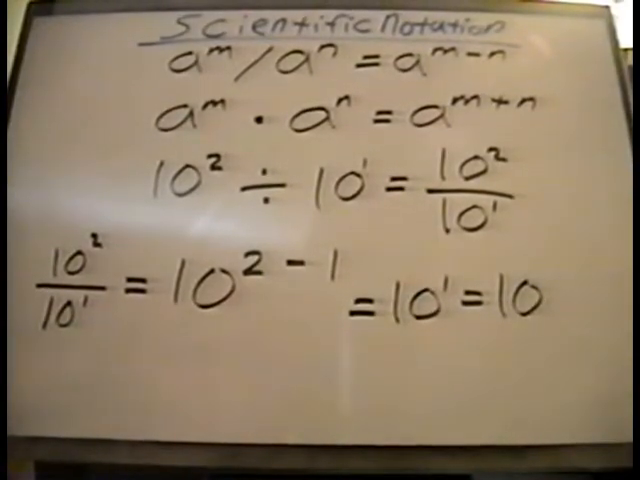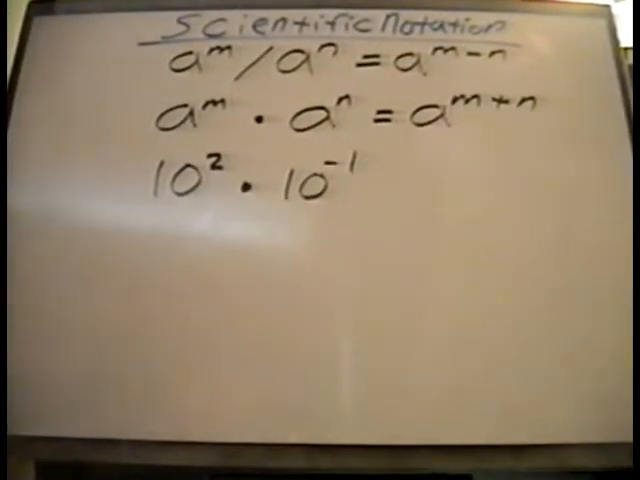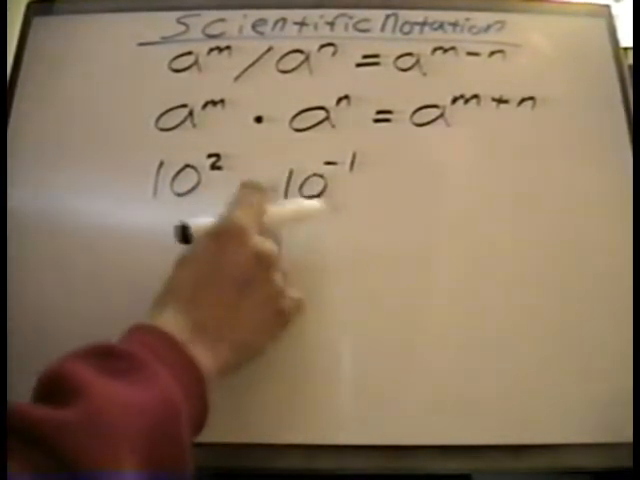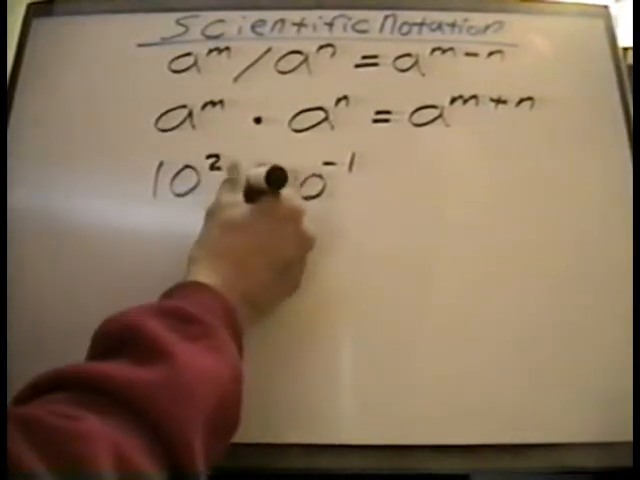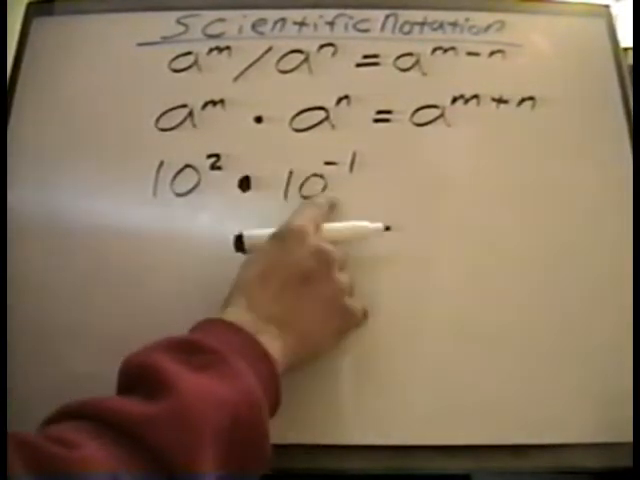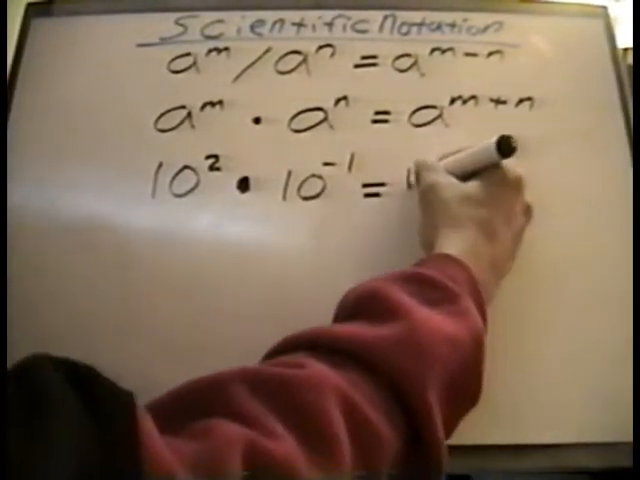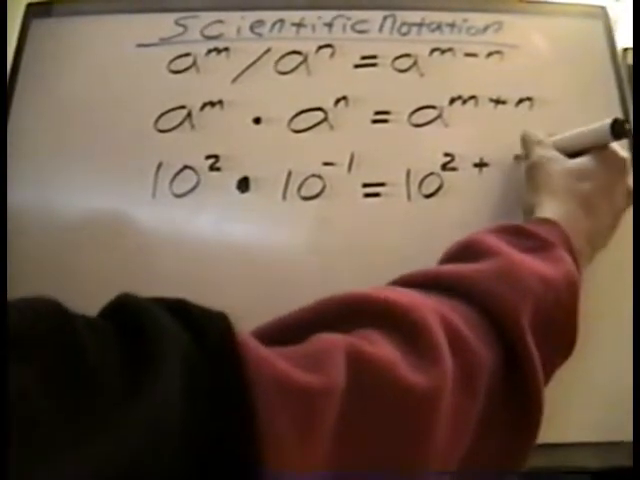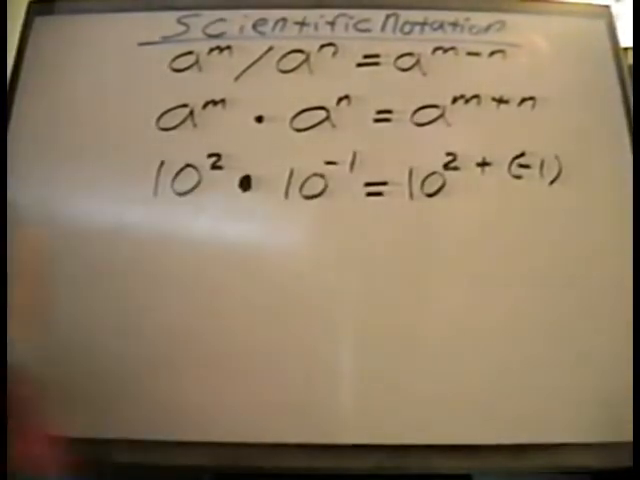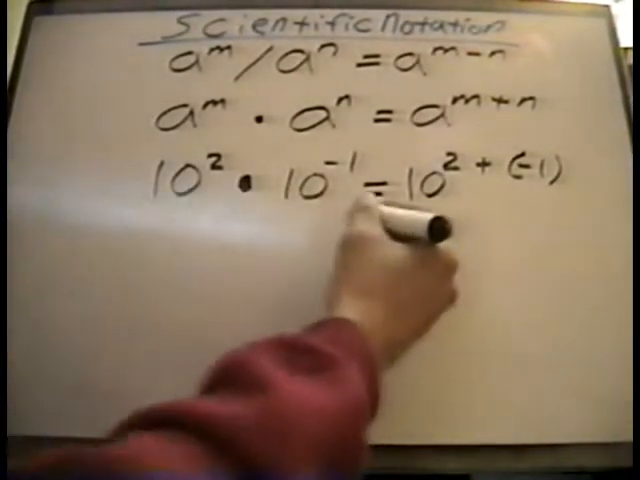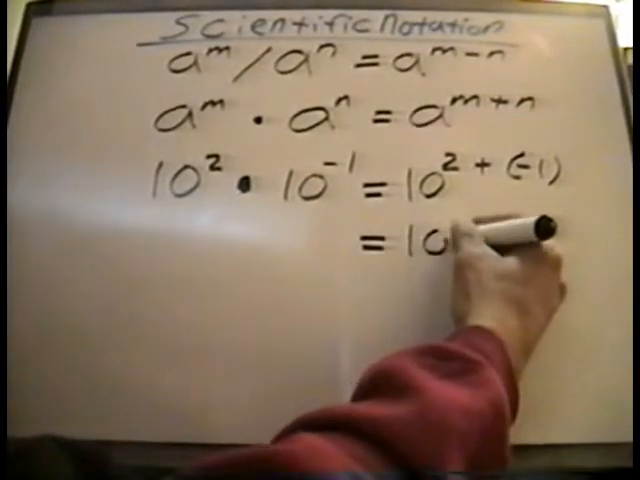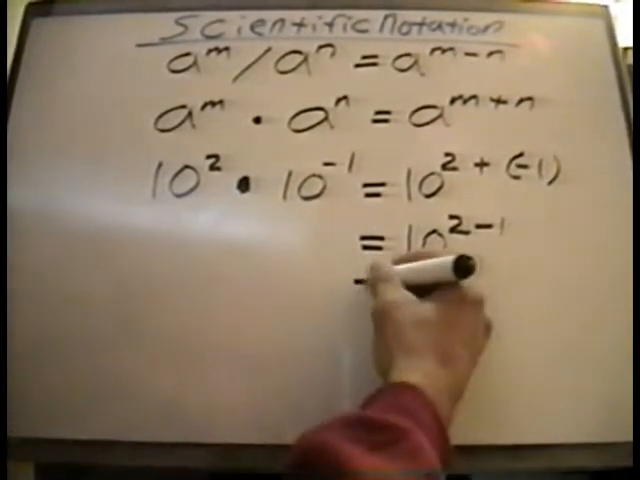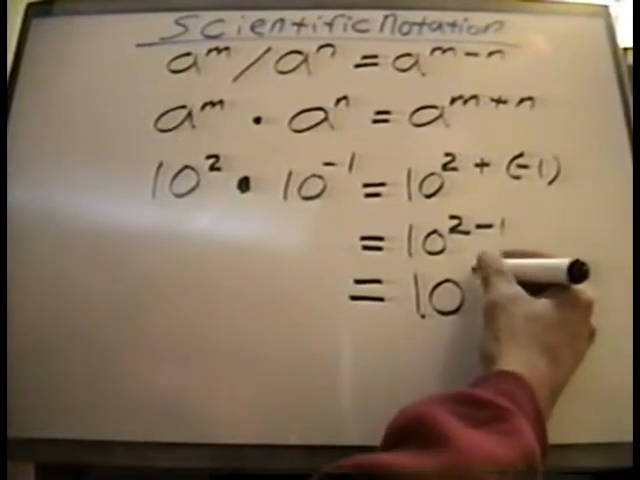10 to the power of 2 multiplied by 10 to the power of negative 1. That's going to give us 10 to the power of 2 plus a negative 1, or 10 to the power of 2 minus 1, which equals 10 to the power of 1, which gives us 10.